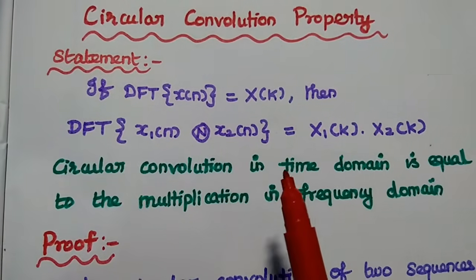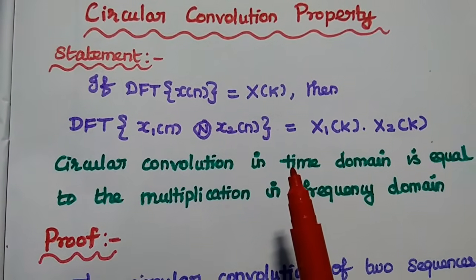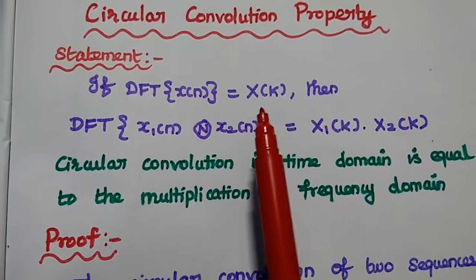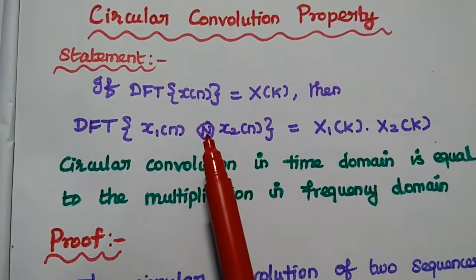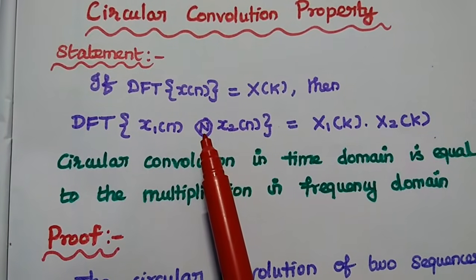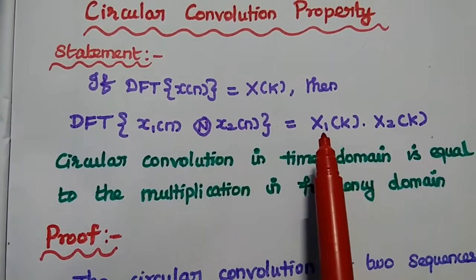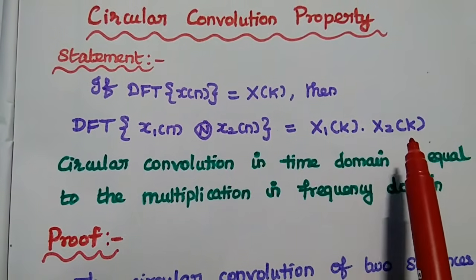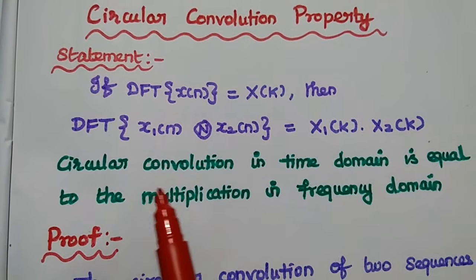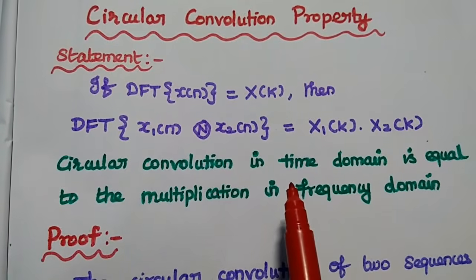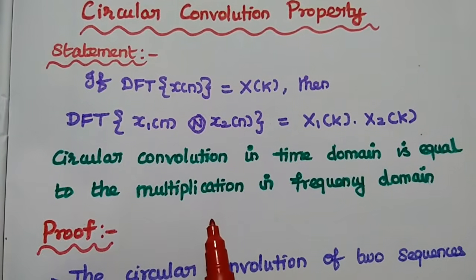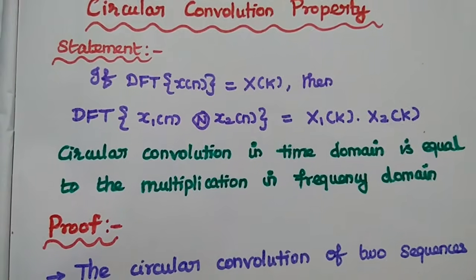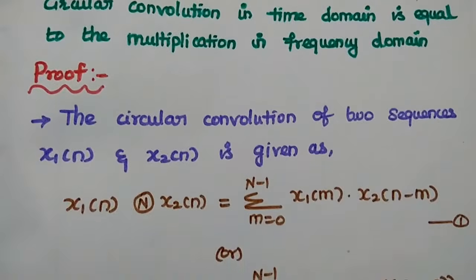Let's discuss the circular convolution property of the discrete Fourier transform. If the DFT of x of n is equal to X of k, then the DFT of the circular convolution of two time domain sequences is equal to the multiplication of their frequency domain signals. Simply we can say the circular convolution in the time domain is equal to the multiplication of their spectra in the frequency domain. Let's prove this property.